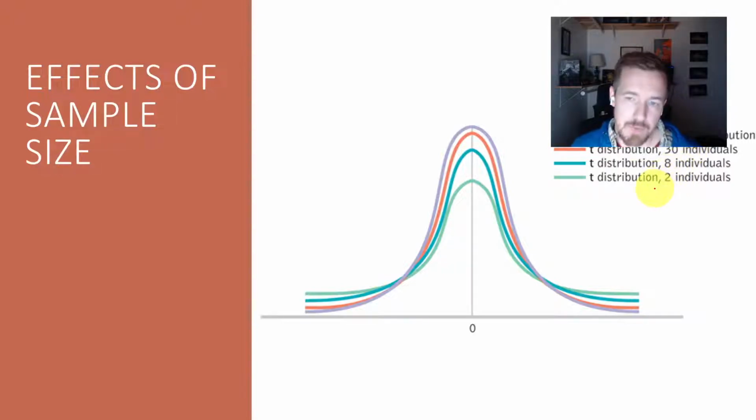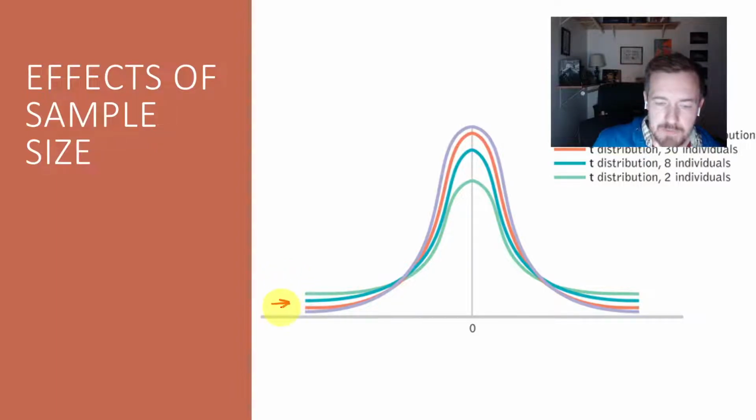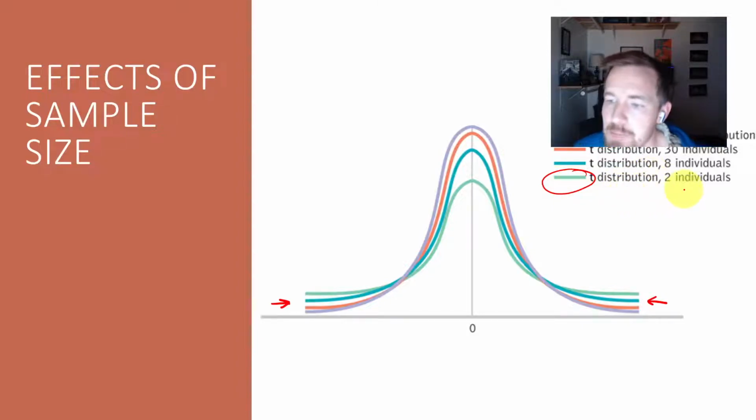So how do we interpret this? I would say think about where these tails are. So you see these tails. Which one is highest up? Which is the thickest tail? The thickest tail is this one right here, the light green one, because it's only 2 individuals, a very small sample size.